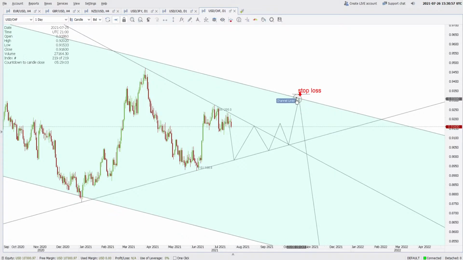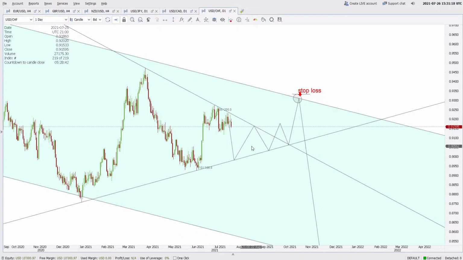So if it tests here, I want to sell with a small stop loss above and target down. But right now, what is happening today, you see at the resistance, the price is giving you a bearish pin bar. There's a follow up, and there is a possibility that the price will go down and test this 0.8986 level here.